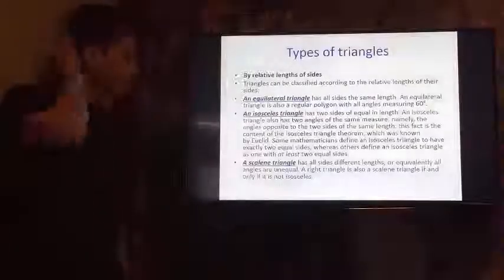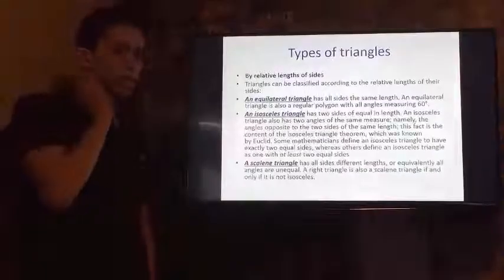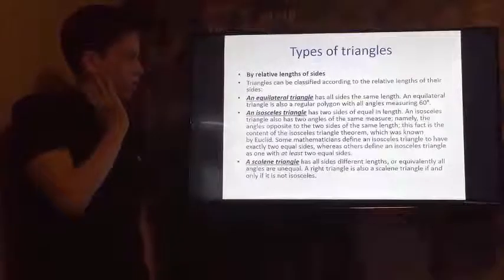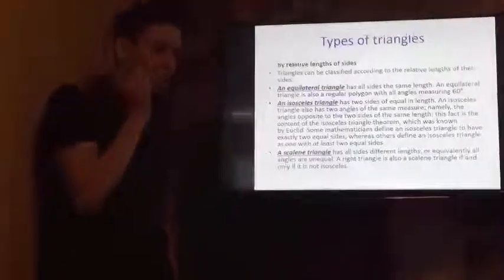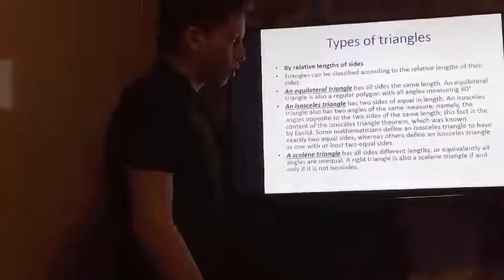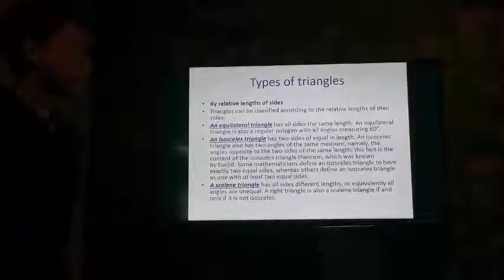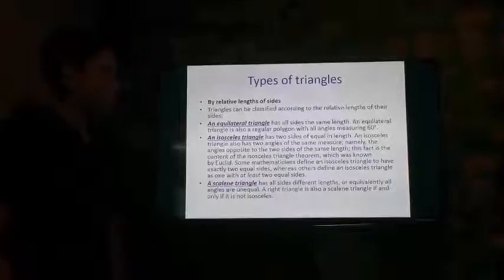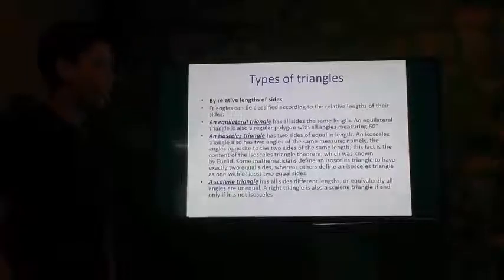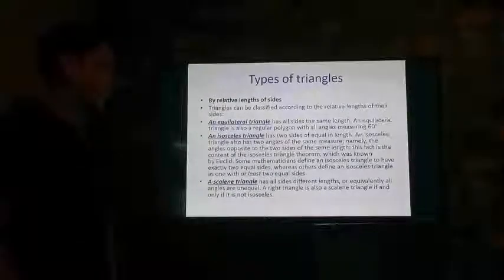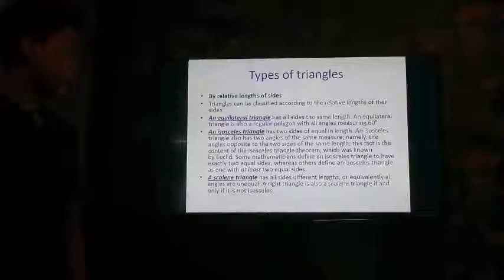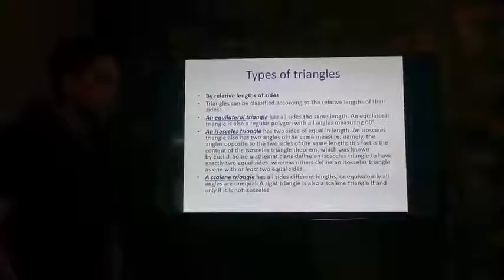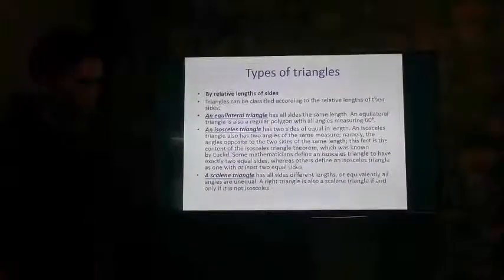An equilateral triangle has all sides the same length. An equilateral triangle is also a regular polygon with all angles measuring 60, in total 180. An isosceles triangle has two sides equal in length. An isosceles triangle also has two angles of the same measure, namely the angles opposite to the two sides of the same length. This fact is the content of the isosceles triangle theorem, which was known by Euclid.